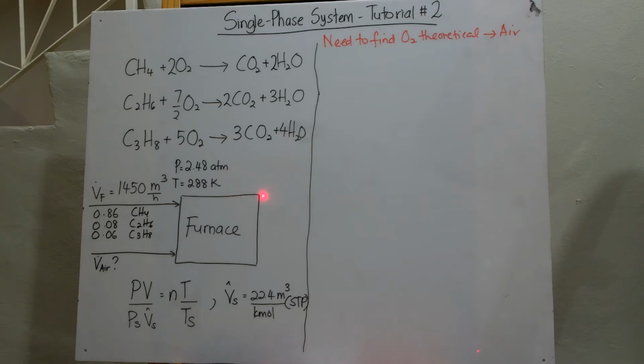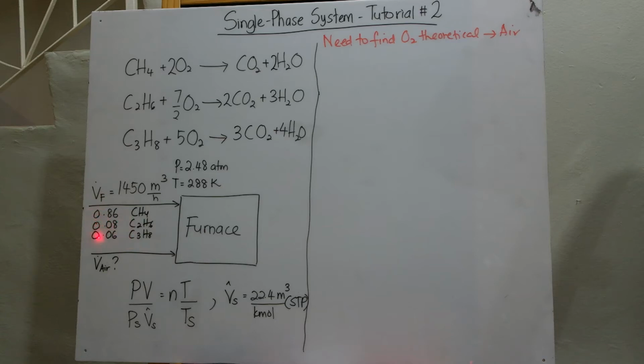By drawing the process flow diagram, we can understand better what it is that we require from the question. So we know we have one furnace, and a volumetric flow rate of fuel, which is 1450 meter cube per hour, goes into the furnace as one stream.